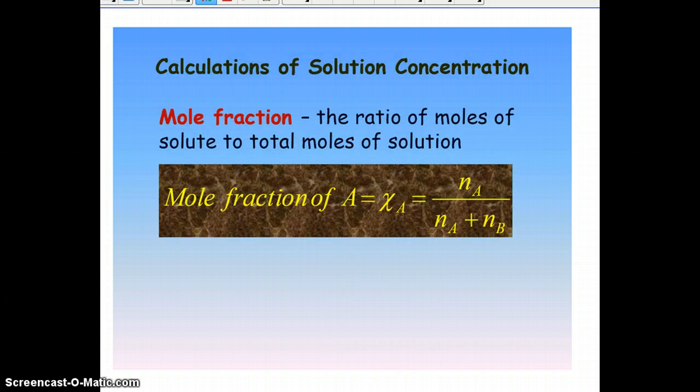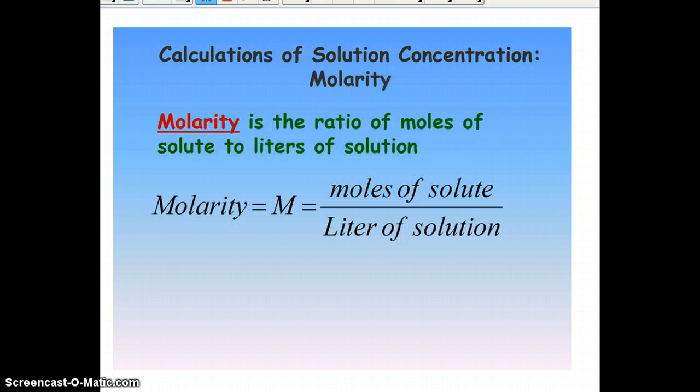All right, the next unit that you'll have to deal with will be mole fractions. You are familiar with the concept of mole fractions, but now we're just going to apply it to a solution. So basically, it's the moles of the solute to the total moles of the solution. And then we have molarity. Molarity is the most common unit for solutions. It's the ratio of moles of solute to liters of solution.